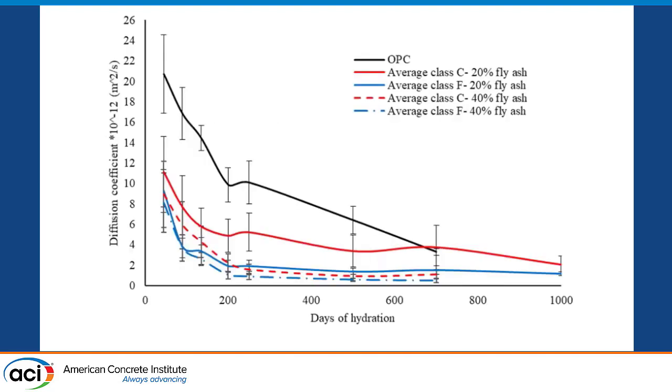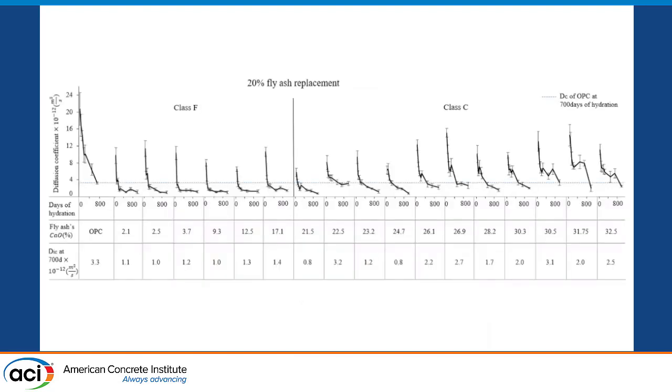And boy, we could talk about this data for hours, but what's important here is diffusion coefficient is on the y-axis. Days of hydration are on the x-axis, and you can see it goes down and down and down and down. Here's OPC. Class C ash is better than OPC. Class F ash is even better than that. You're like, yeah, I knew that when I walked in. Well, but look at data like this. Wait till the paper comes out. This is going to be an exciting one.